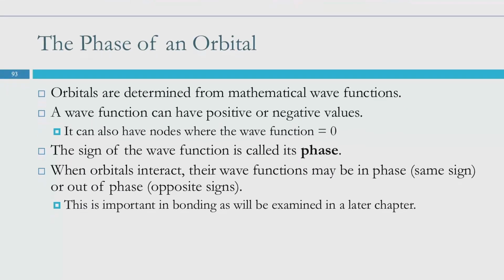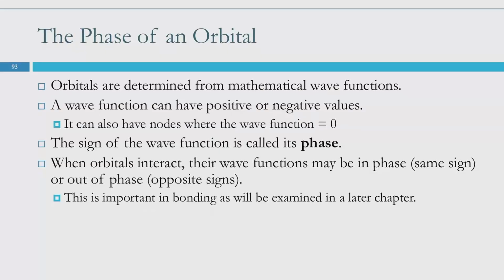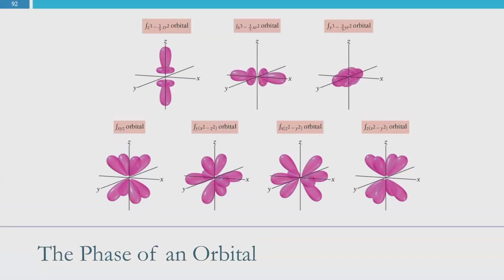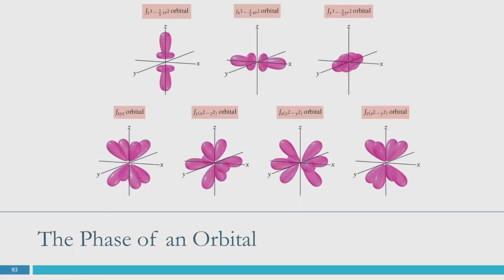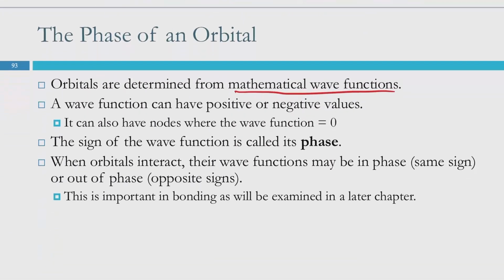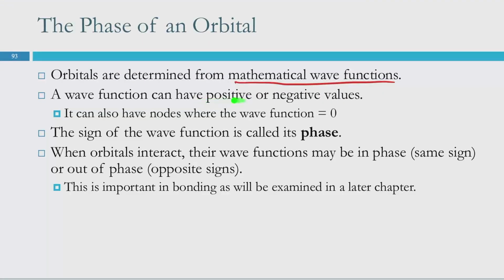So we get all of those orbitals from mathematical wave functions. We talked very briefly about wave functions, their probability distribution functions. It says where are the electrons likely to be based on some things that we know. And that's how we come up with these crazy shapes. And they look crazy because that's what the math tells us that they are supposed to look like. Wave functions can have positive or negative values, and they can also have nodes where the wave function is 0.